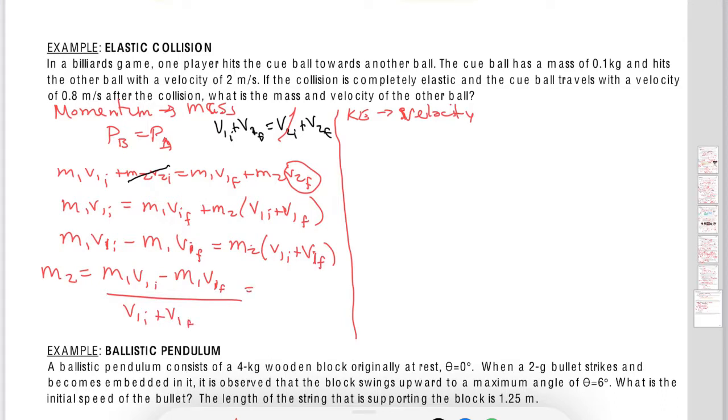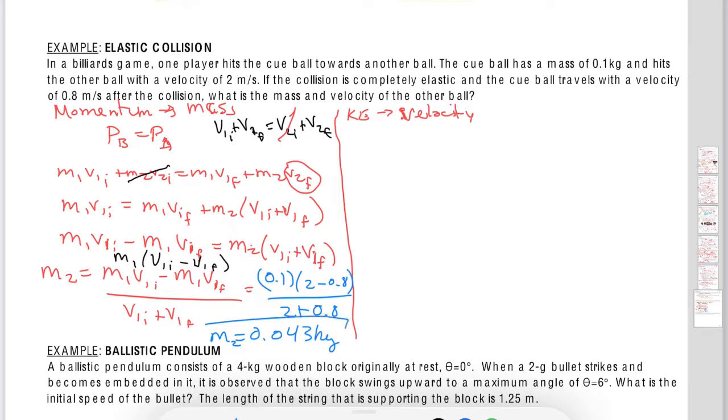And you could do a little bit of algebra here, just saying that this would be M1 times V1 initial minus V1 final, and so it just cleans it up a little bit. So it's going to be 0.1 times 2 minus 0.8 over 2 plus 0.8. And you're going to find that the mass is going to be 0.043 kilograms. So that's the mass M2.